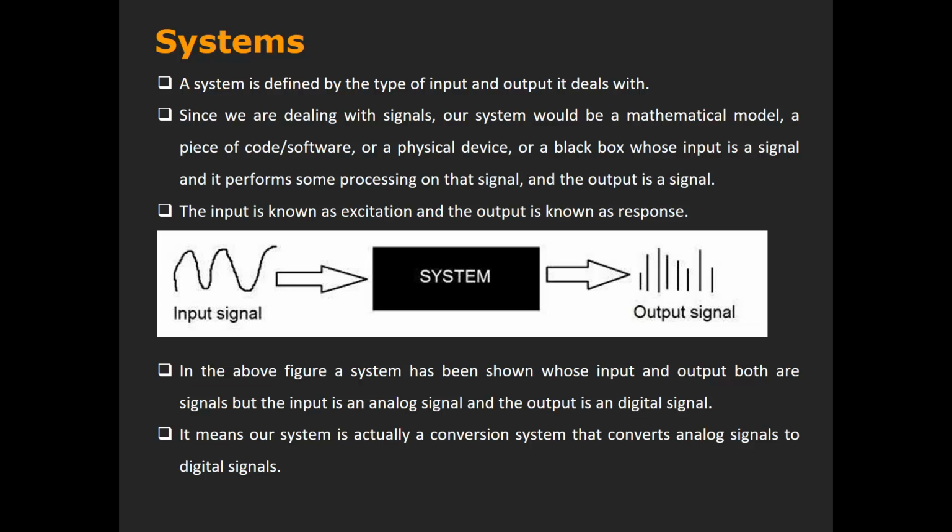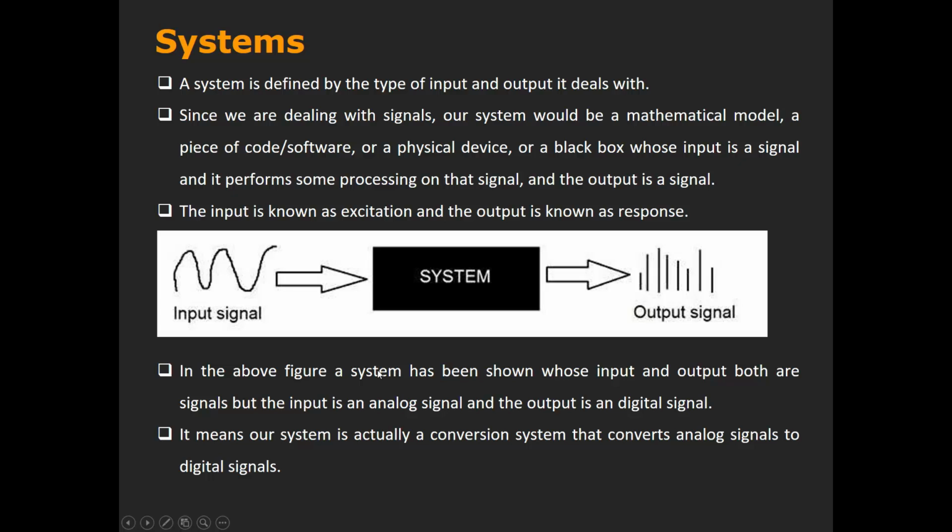Now what is a system? A system is defined by the type of input and output it deals with. Since we are dealing with the signals, our system would be a mathematical model or a piece of code or software or physical device or a black box whose input is a signal and it performs some processing on that signal, and the output is also a signal. So input is a signal and output is also a signal. The input is known as excitation and the output is known as the response of the system.